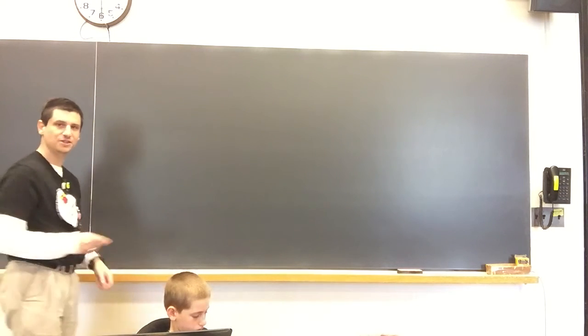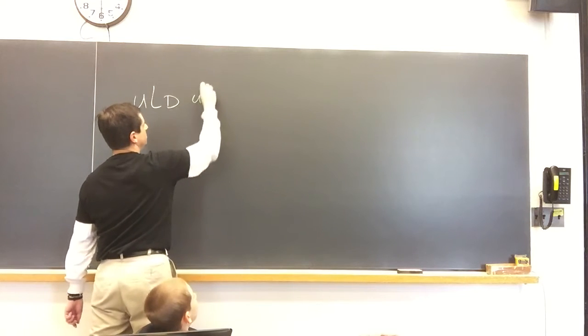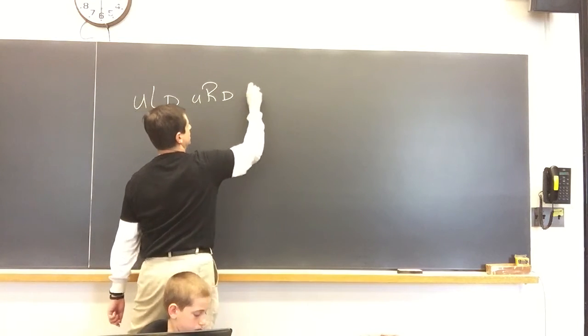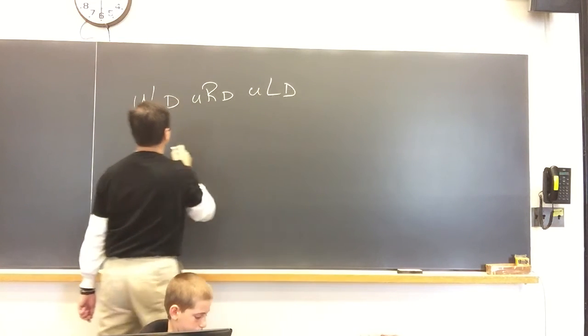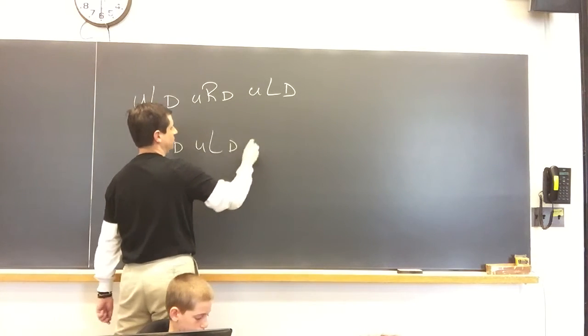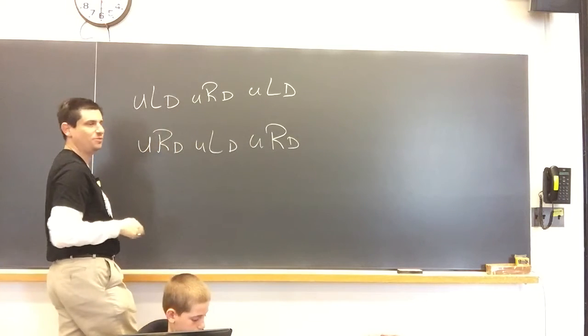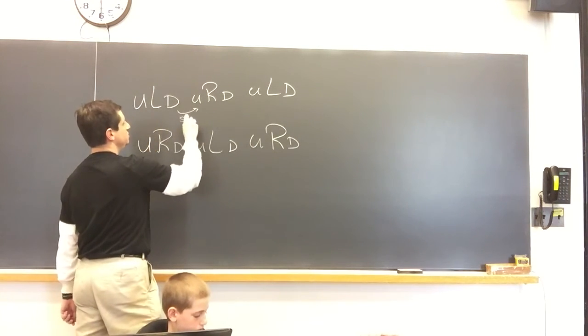All right, you good? All right, we are now ready for the hardest step. All right, this is the long one. It's up, left, down, up, right, down, up, left, down, up, right, down, up, left, down, up, right, down. You figured there had to be something complicated at some point. And we also have spins.